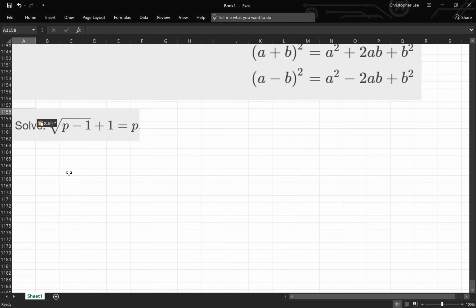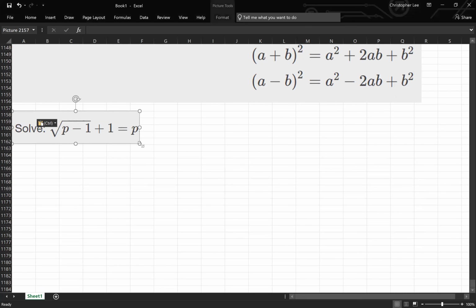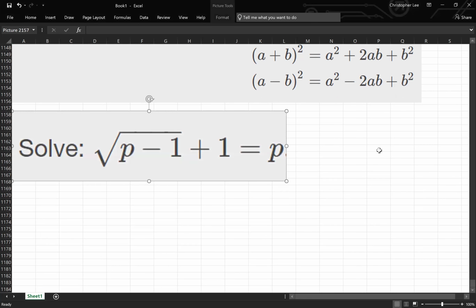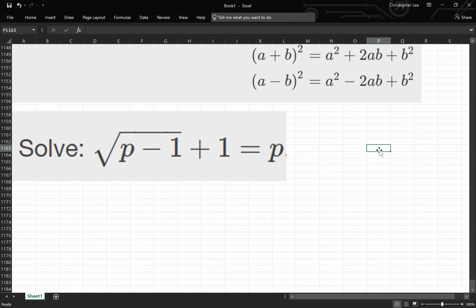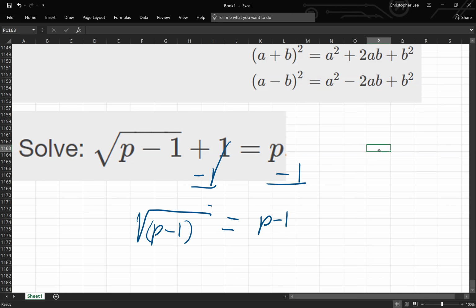Okay, binomial squares. So, same game as before, right? I want to isolate my radical. So I'm going to subtract 1 from over here. But what I do to one side, I must do to the other. Now I have square root p minus 1 is equal to p minus 1. What am I going to do? I'm going to square this to get rid of it. But what I do to one side, I do to the other.